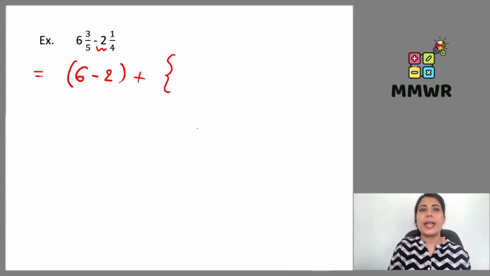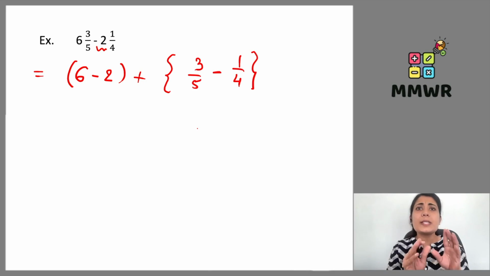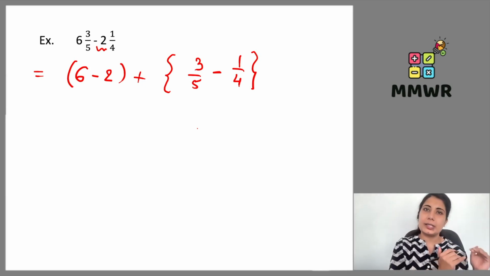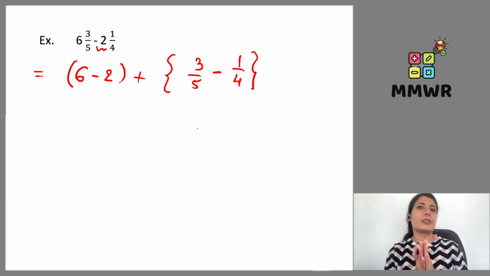In the bracket, what do we have? We have 3 by 5 minus 1 by 4. So this minus sign is not only with 2, it is with 1 by 4 also. That is also the negative part. So I will be writing the whole part together with its sign and the fractional part also with its sign.